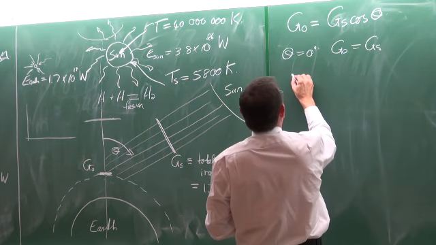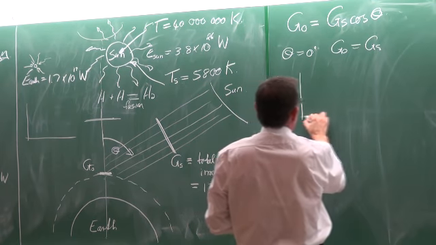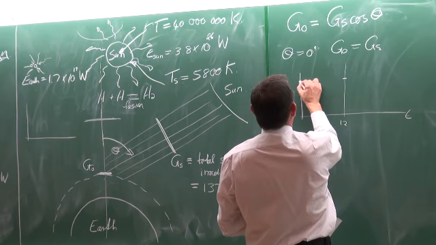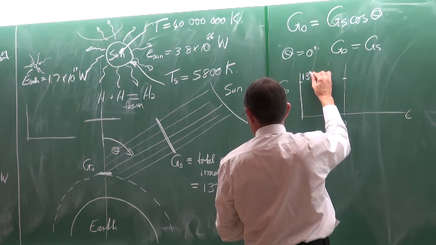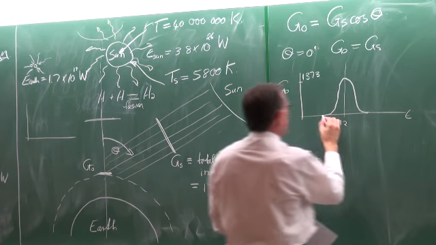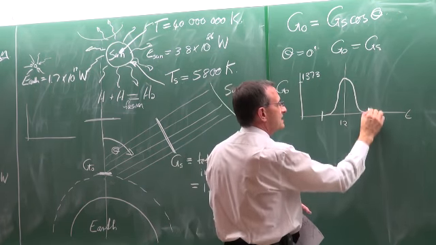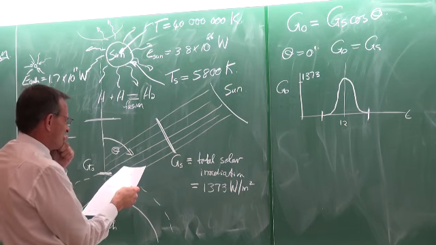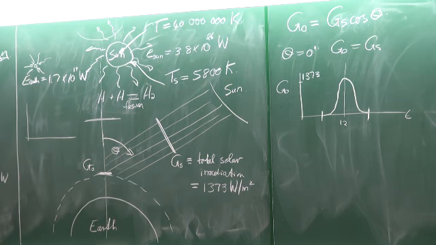So in general, if we look at G0 as a function of time, at 12 o'clock we will get 1,373, and we will get something like that. This is when the sun rises, and that is when the sun sets. When the sun rises, it is at an angle of almost 90 degrees, and then a little bit less, and then the angle effect is being taken into consideration. Follow that?